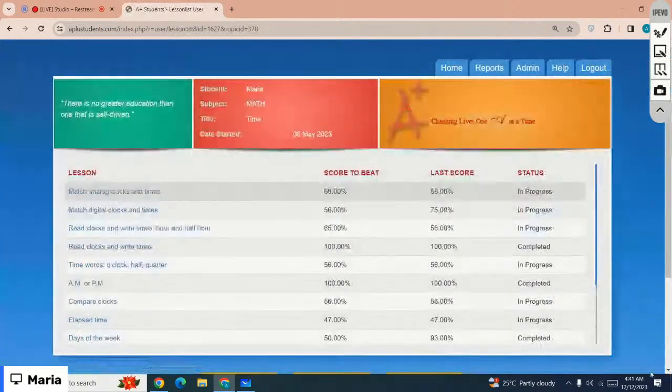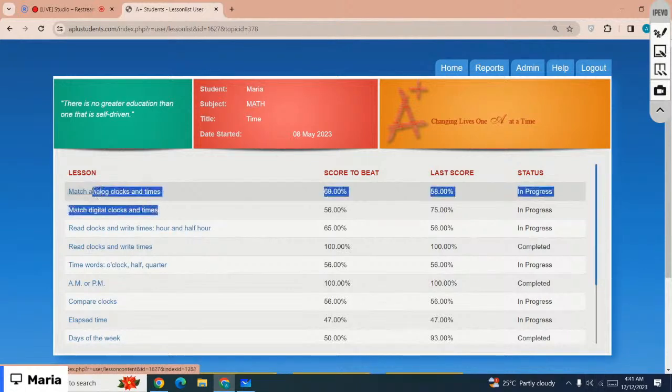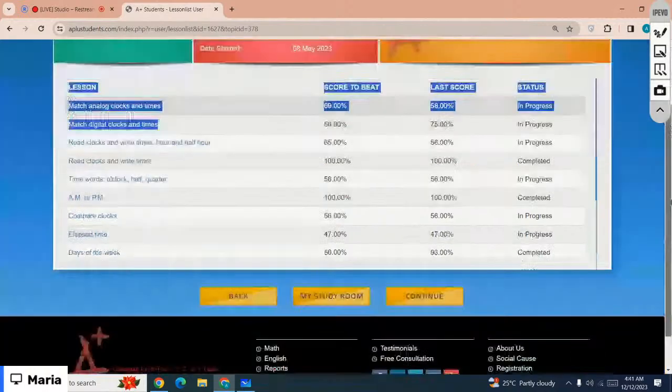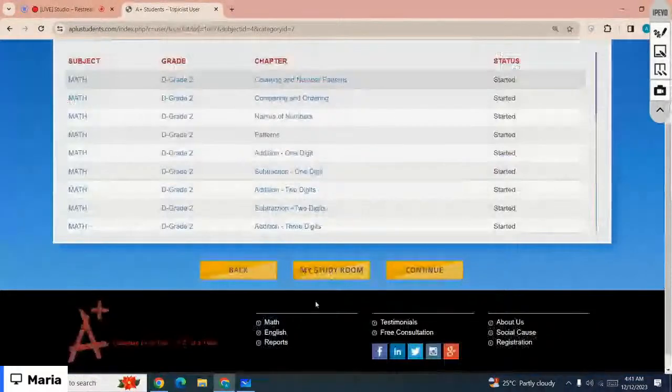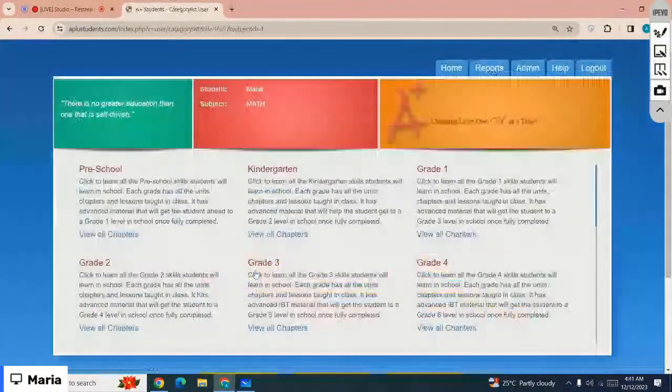So we were working on grade 2 math. We have started with the chapter money. The lessons we have covered from the chapter are count by 5s and equivalent coins. The one we're working on is the chapter time. The lessons we have covered are match analog clocks and time and match digital clocks and time, right? So please make sure before the next session you complete all the practice questions for the lessons we just did. That is your homework until the next session, right?